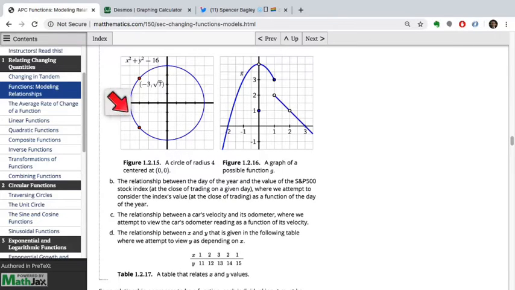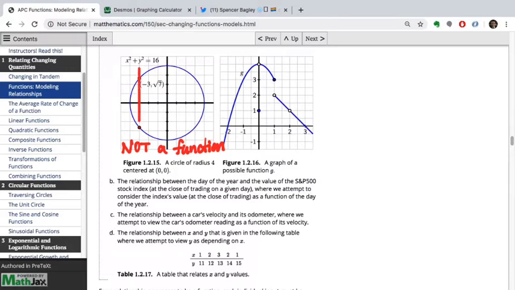Let's start with this relationship between x and y that's shown on this graph. Is y a function of x? No. Why not? For those 2 points that are on the circle there, that's one value of x, but there's 2 values of y.